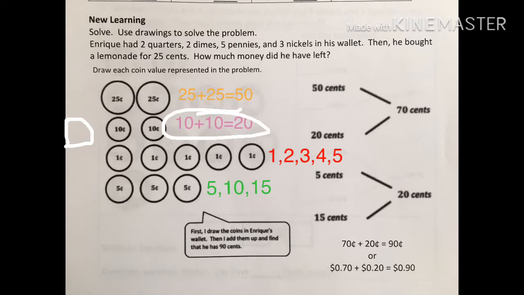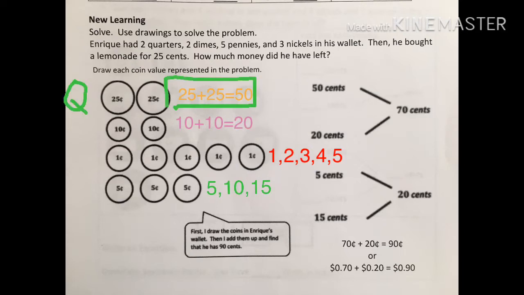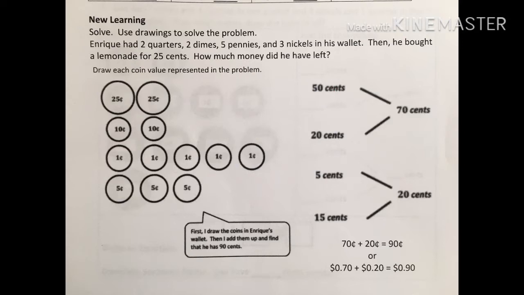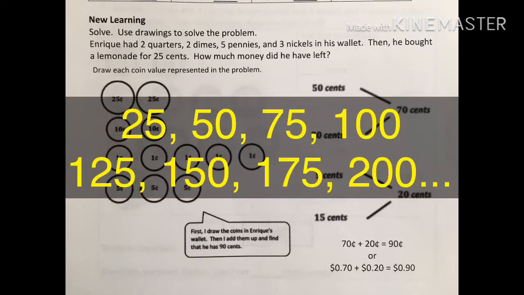But I could have just skip counted. 10, 20. And look what I did with the quarters. 25 plus 25 equals 50. But I could also skip count. 25, 50. So the key is to skip count really well. And I suspect that the hardest for you all is skip counting by 25s. 25, 50, 75, 100, 125, 150, 175, 200.